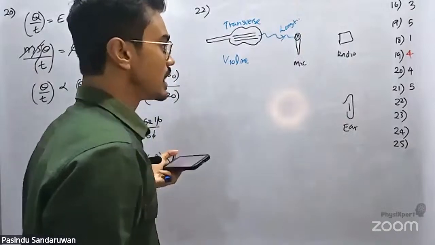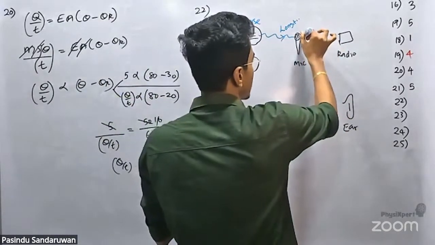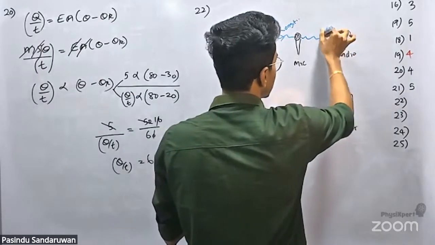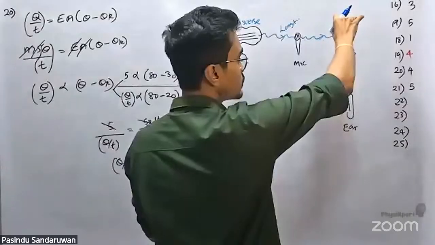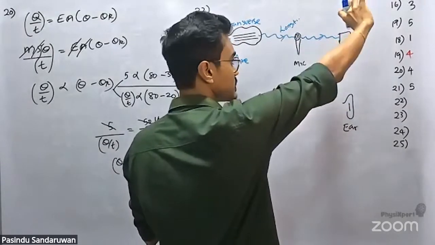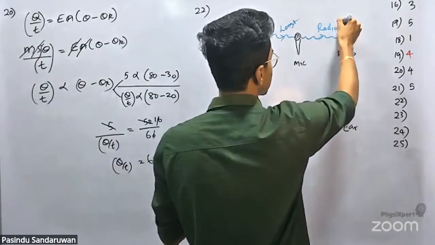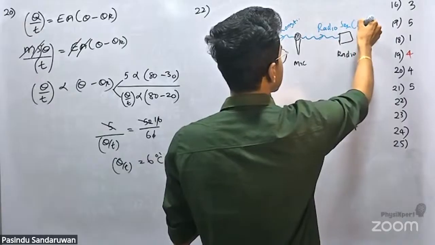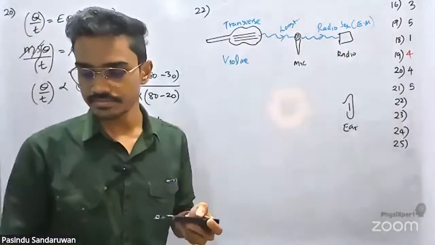Longitudinal. And from mic to radio, right? From mic and from system radio to radio broadcast again. There is a radio signal. Radio signals are electromagnetic, EM.